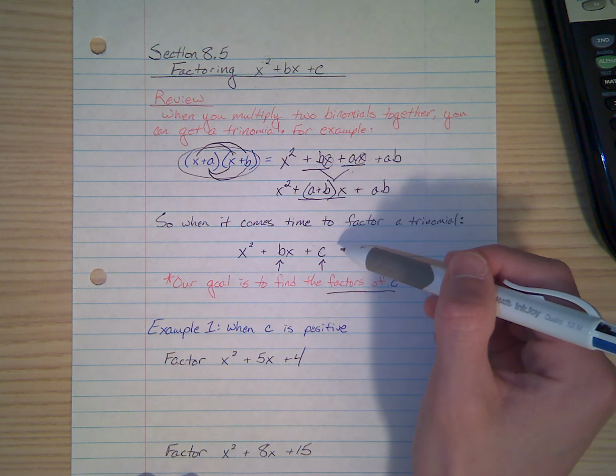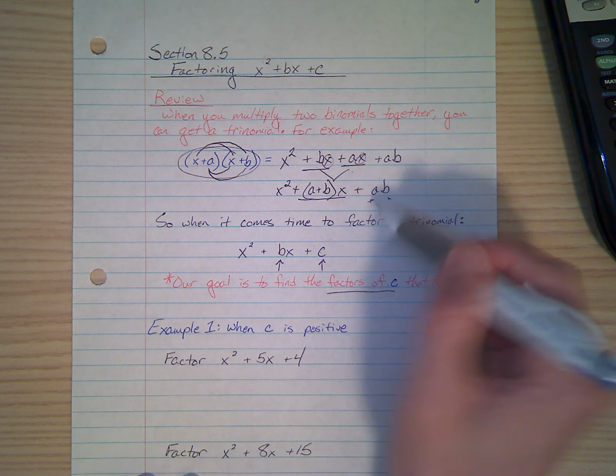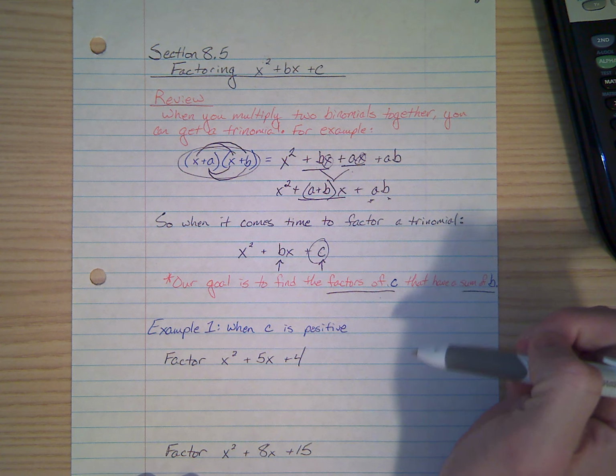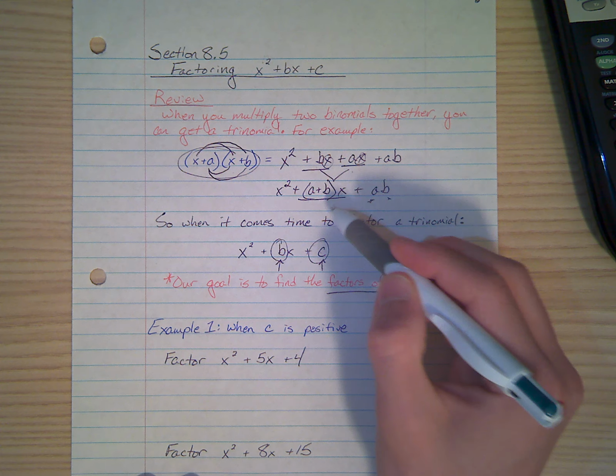So what does it mean to have a factor? Well, it's a times b. So these two numbers times together make C. Whatever these two numbers are, when we add them together, they add up to B. Let me show you what that looks like.